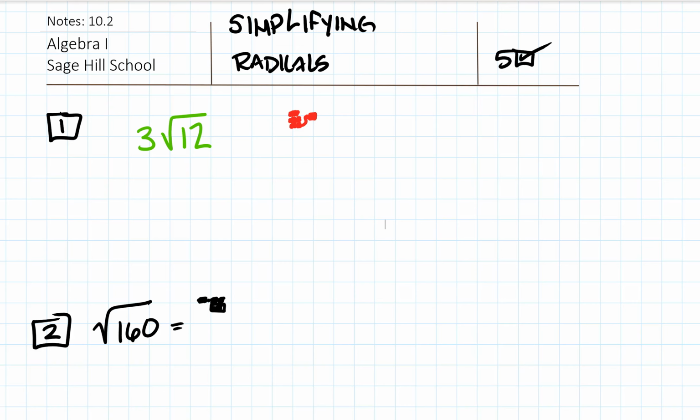Okay, 10.2 is all about simplifying radicals, and this can be a little bit tricky for students to understand, so I definitely want to make sure we take some time and go through it correctly here. Five boxes, so let's get into it.